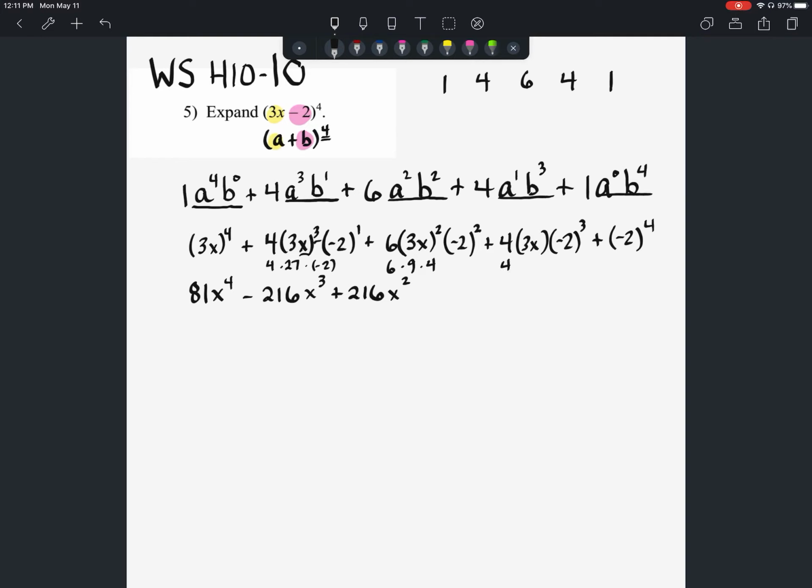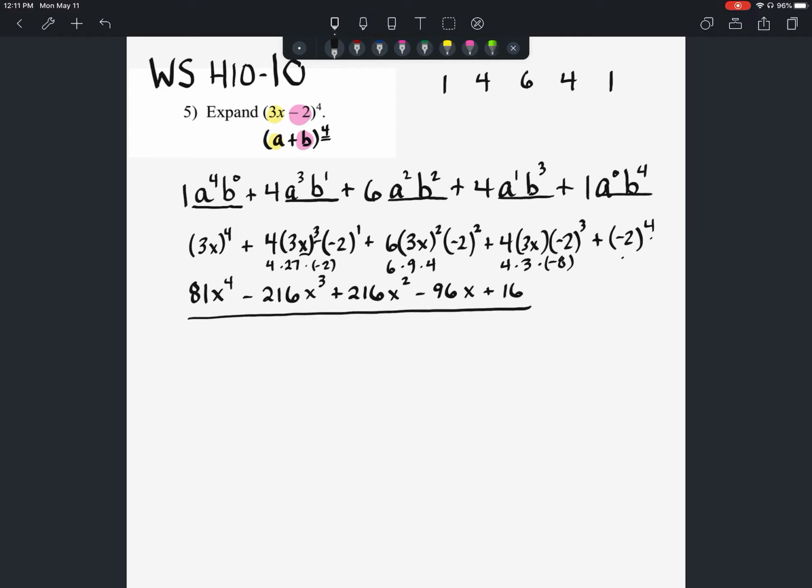The next one, we've got a 4 times a 3, and then times a -2 to the 3rd, which is really the same thing as -8. So we've got a -32 times 3, which would be a -96, x to the 1st power. And then the last one, a -2 to an even power is going to be a positive number. So -2 to the 4th should be plus 16.